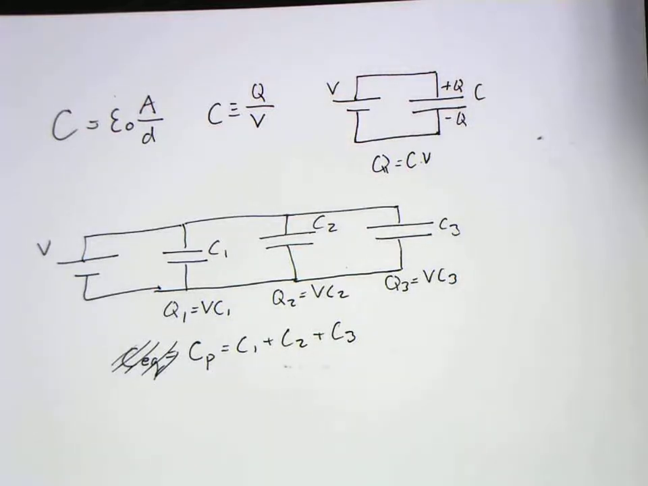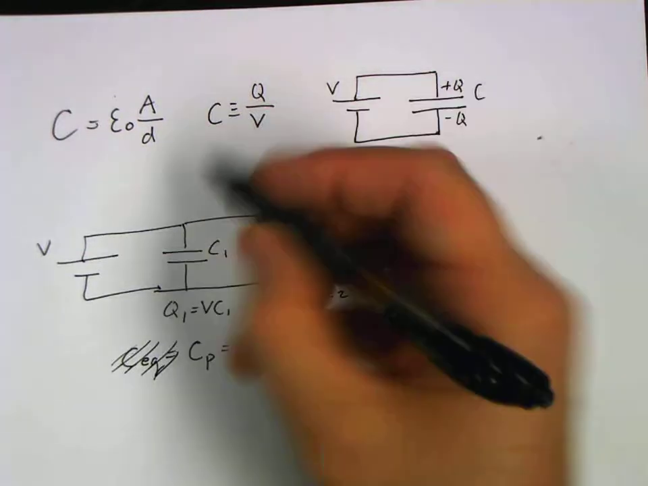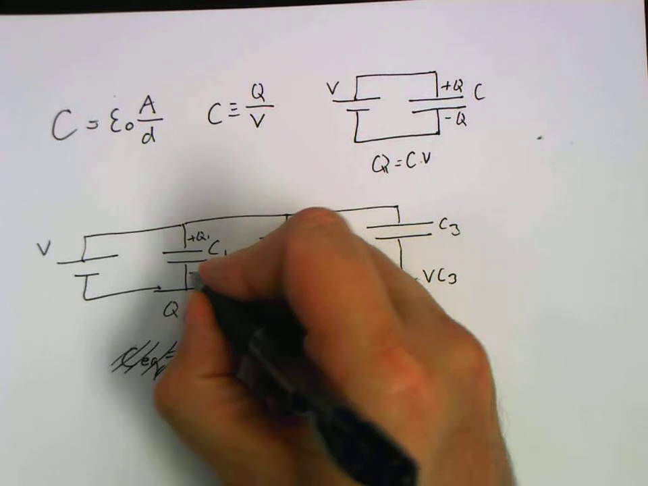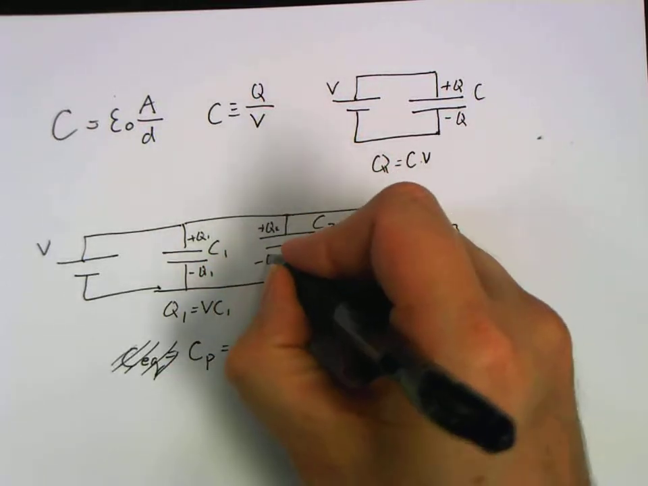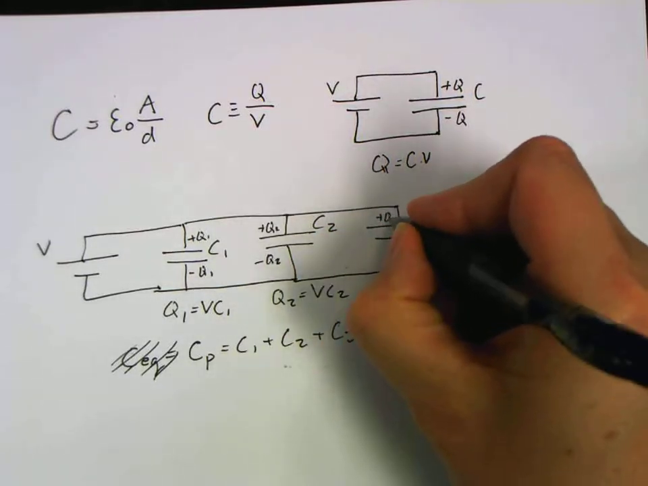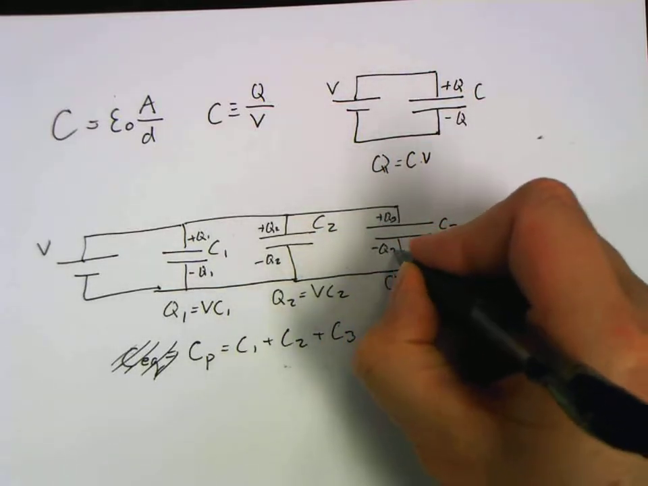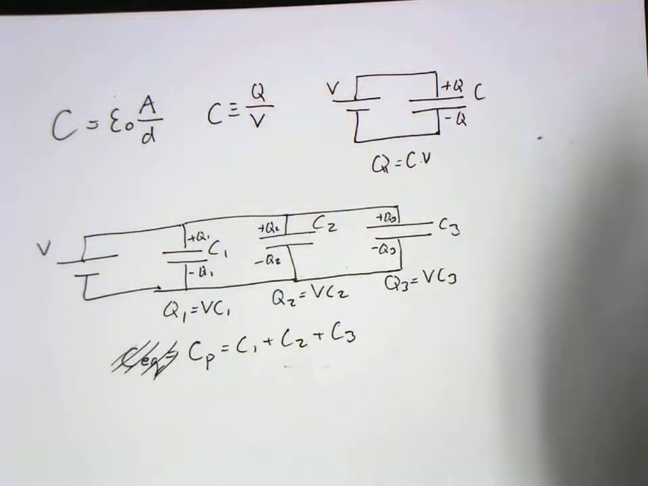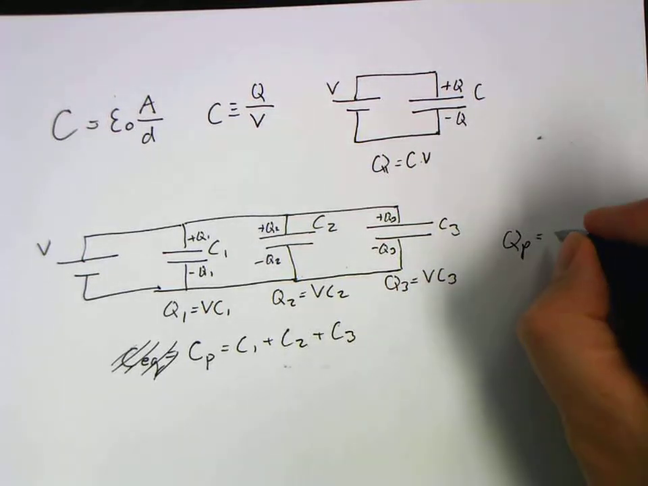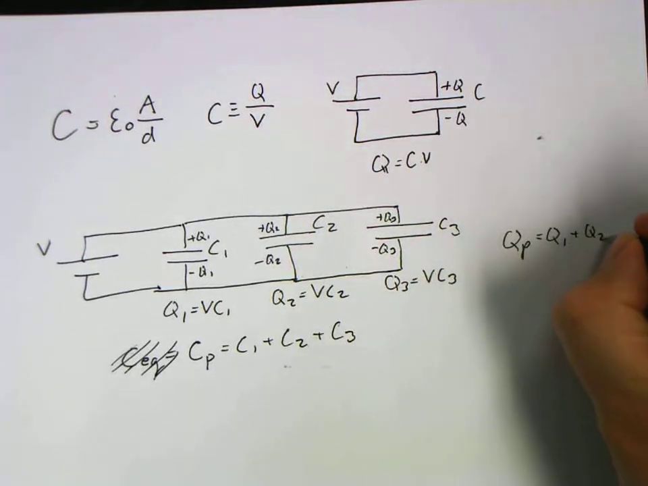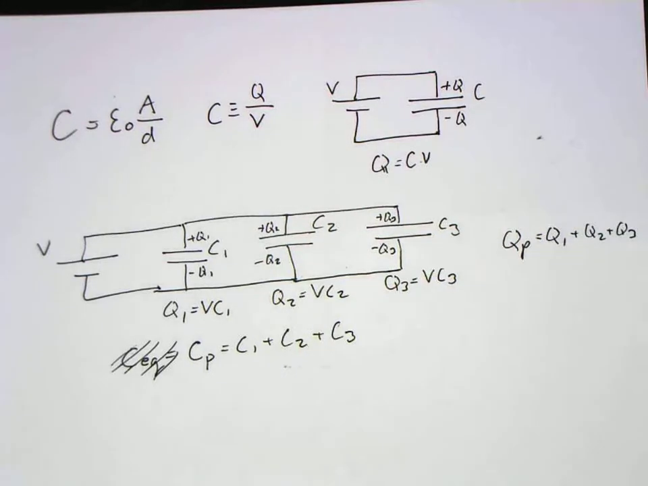And we could prove this. It comes from the fact that the charges all add up. If you have a certain amount of charge here, plus Q1 minus Q1 plus Q2 minus Q2 plus Q3 minus Q3, they've all got to add up to some total amount of charge. So Q, the total amount of Q in a parallel circuit, is equal to the addition of them. And this comes from the basic statement that we've all got the same voltage.